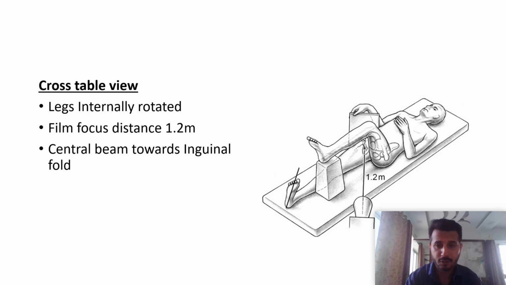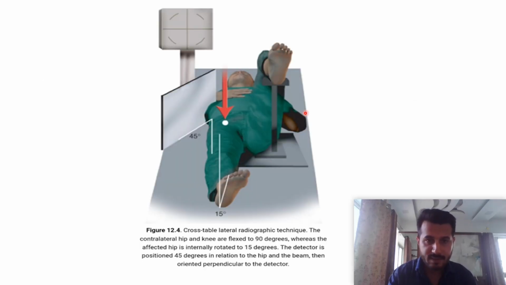For the cross table view, everything is the same except that the other leg is shifted like this in 90 degrees hip flexion and with the knee also in 90 degrees of flexion. And here the central beam is directed towards the inguinal fold of the hip being examined. This image again shows the cross table view. Here we can appreciate that the film is directed 45 degrees to the hip, and the central beam is directed towards the inguinal fold.